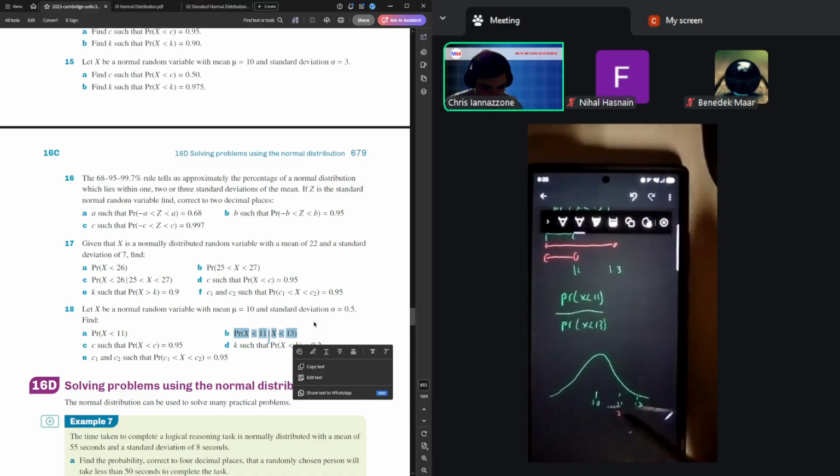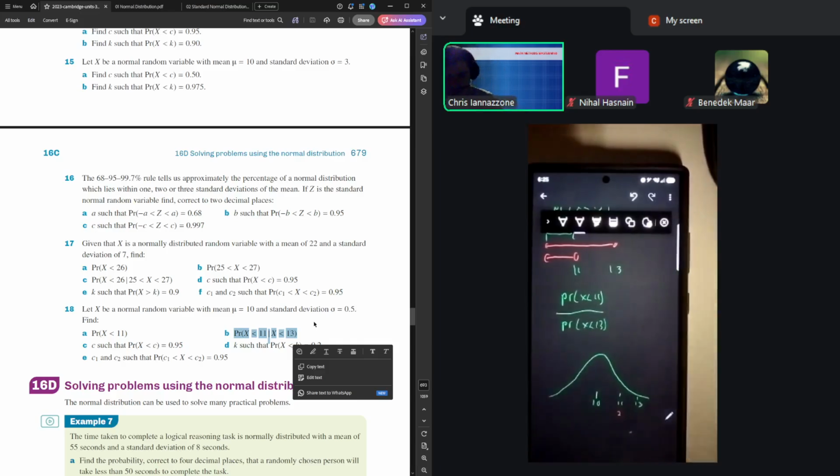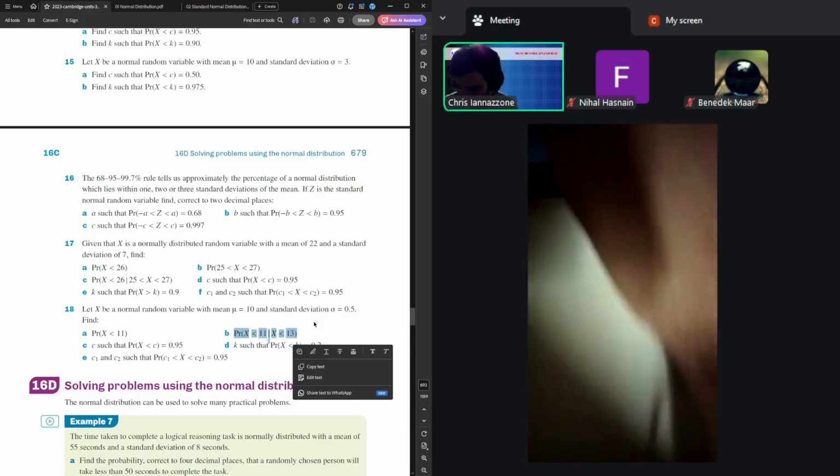If an interval of 1 is 2 standard deviations, an interval of 3 is going to be significantly more. So we will not be able to do this one tech-free. This will be a tech-active.